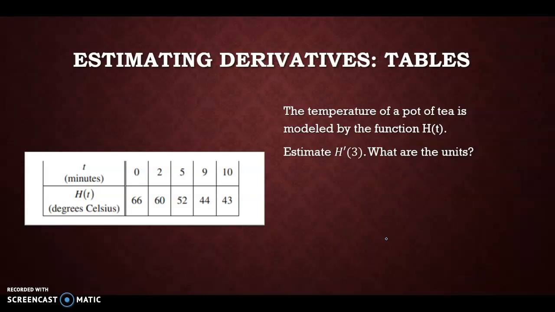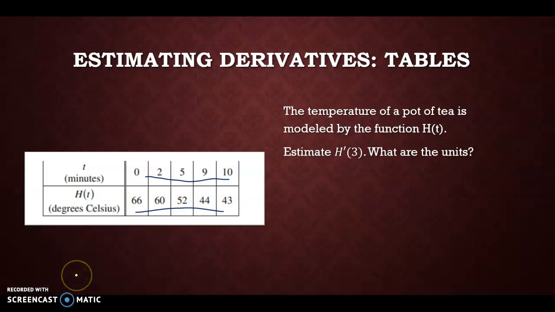All right. The other time when you might need to estimate a derivative is when you're looking at a table. So here's a table. I've got a pot of tea that is, after a certain amount of time, the pot of tea temperature is taken. And it looks like the longer the pot of tea sits out, so as my time goes up, my temperature is going down. My tea is cooling off. And so I want to look at what is h prime of 3.